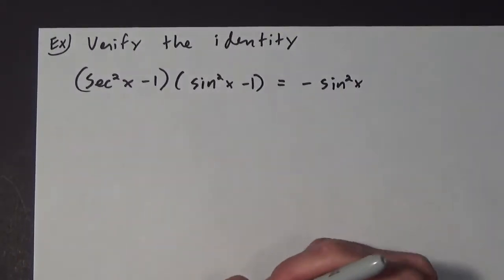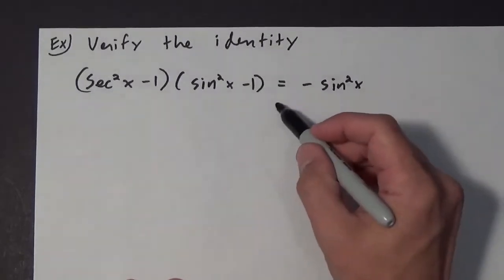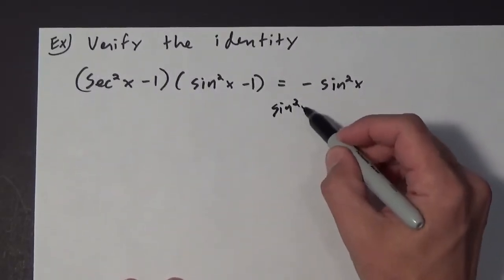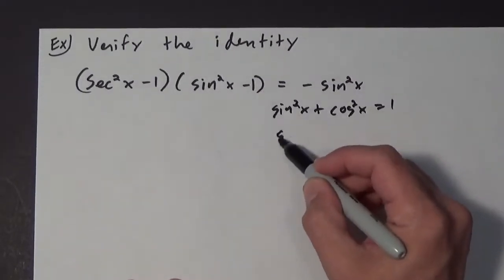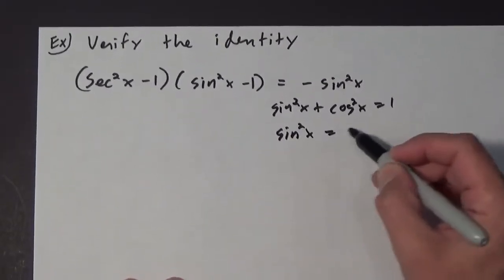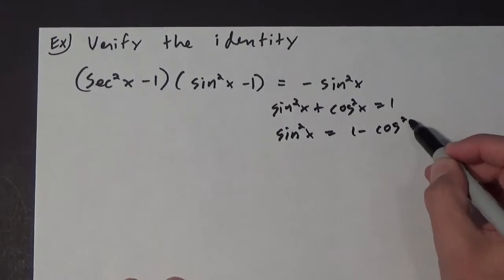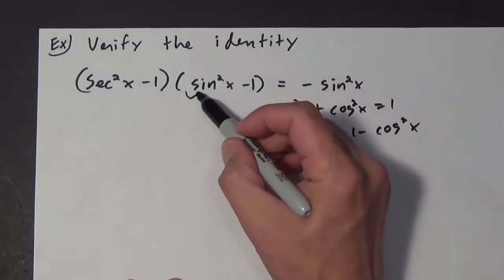So this one isn't so bad. We know that the sine squared of x plus the cosine squared of x equals 1. So the sine squared of x is 1 minus the cosine squared of x. So that's what we're going to put in here.